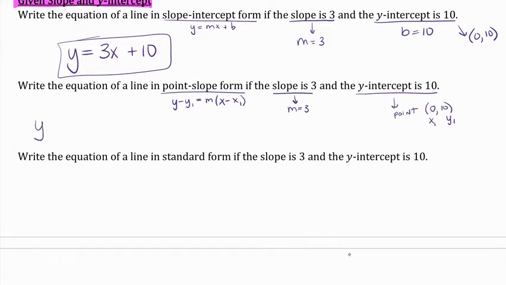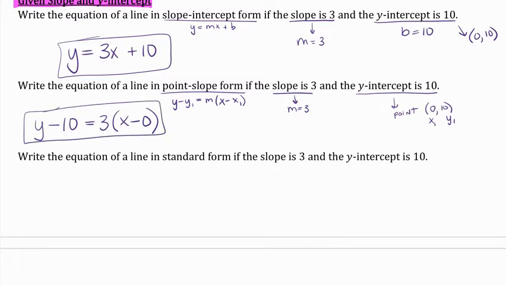So we do y, leave the first y as y, minus y1, which is 10, equals my slope, 3, in parentheses, x, this first x just stays x, minus x1. My x1 is 0, so I plug in the 0. There's our point-slope form of that equation. So those two equations, y equals 3x plus 10 and y minus 10 equals 3 times x minus 0, are equivalent. They're the same thing, just in different forms. Sorry, one's in slope-intercept form, one's in point-slope form. Okay, one more with the same information.